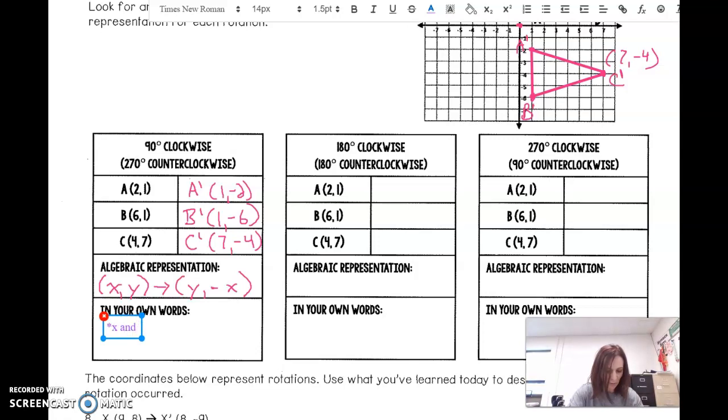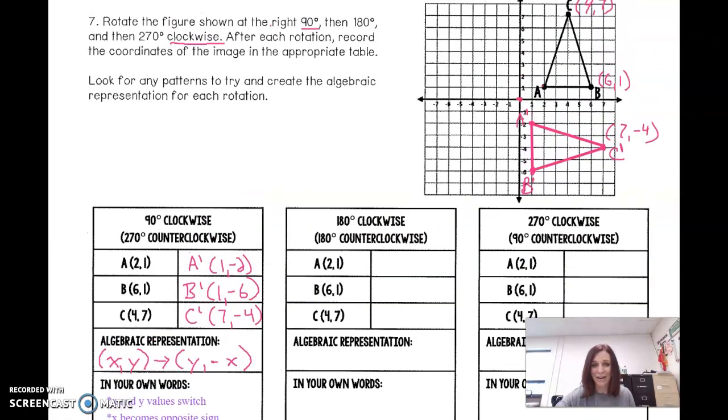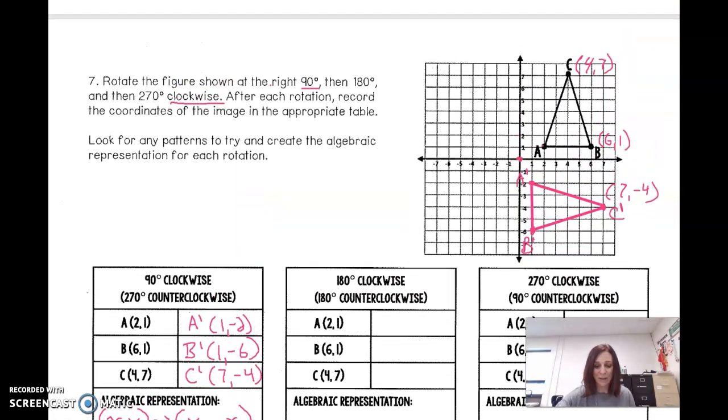X and y values switch. X becomes opposite sign. And I'm going to spell sign right. Okay? All right. So that is for a 90-degree clockwise, and then notice they said 270 degrees counterclockwise, right? All right, so let's move to this next one kind of quicker.